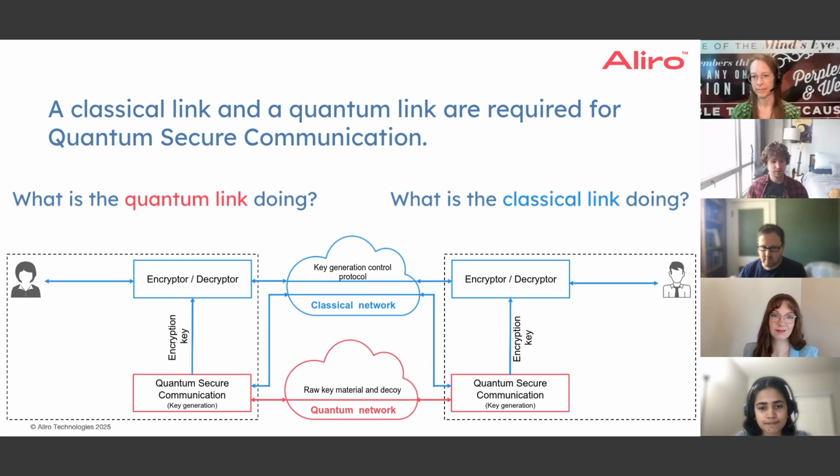In addition to this, I also touched on authentication, right? So maybe before we even start the key generation protocol, Alice and Bob will use the classical link to agree on what kind of key material they're going to use for authenticating the messages that they will exchange as part of the protocol.